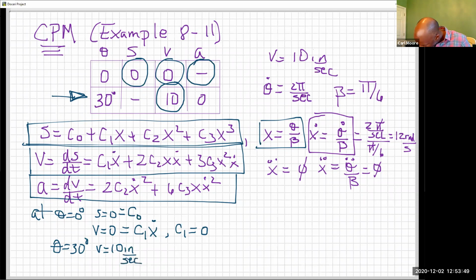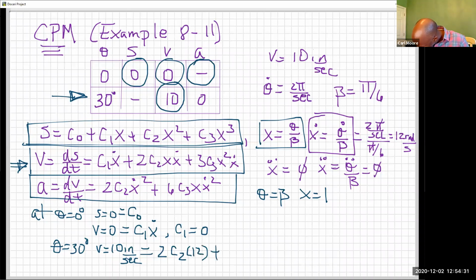Now, what about this equation for V? When we look at that equation for V, putting in a 30 wherever we see an theta, now that's a beta, right? So for theta equal beta, then we should have X equal to 1, because we'll have beta over beta, and X dot, remember, is 12. And so we've already found that C1 is 0. So we'll have 2 C2, 1 for X, X dot, that's a 12.